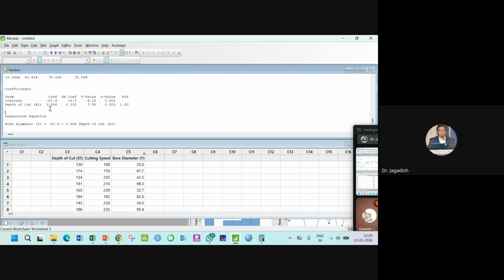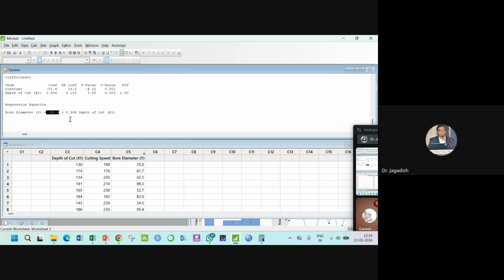So here the coefficient is minus 81.6 and 0.906, and depth of cut is x1. This is the way we have to read the result of the regression analysis. Okay.